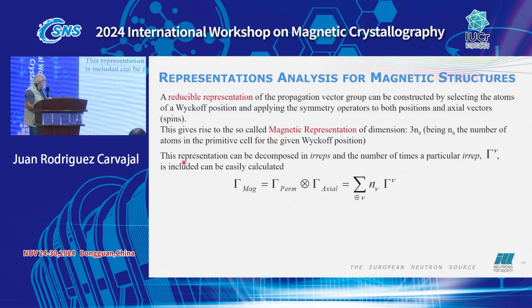Then we construct, in general, this magnetic representation, which is in general reducible. It's a big matrix, the dimension is just 3Na, and you can decompose that into irreducible representations of the propagation vector group. And you can calculate the number of times some particular representations are contained in the magnetic representation.